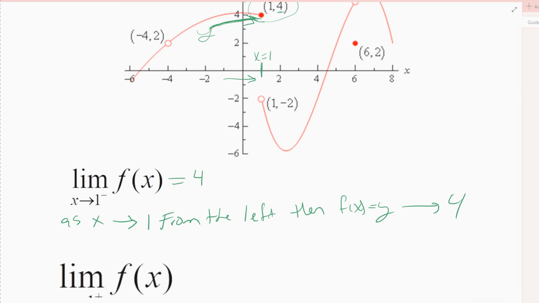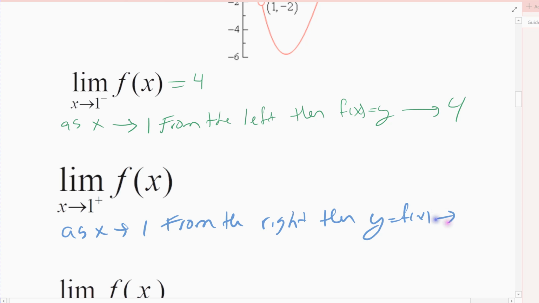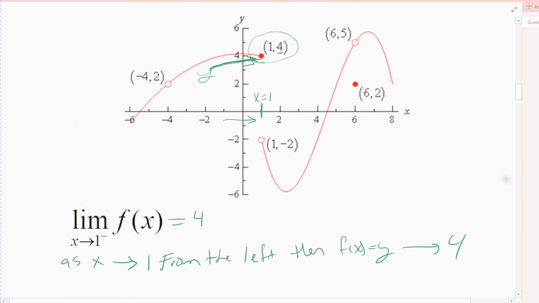All right, well now to the right of 1. That plus is the next one we're looking at. So as x approaches 1 from the right, then my y values, my function values approach what? Well, now I'm on the right side of 1, so my x values that are going in the function are over here. And so when I go to the function, I plug those x values in, those x values are going to give me these function values. So I'm down here now, and they approach this moment.